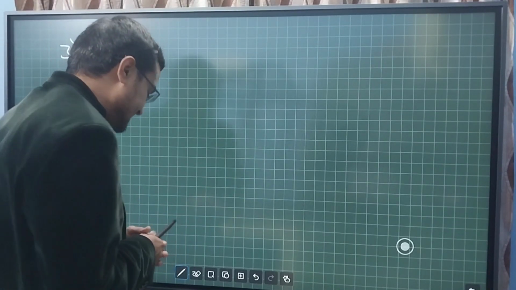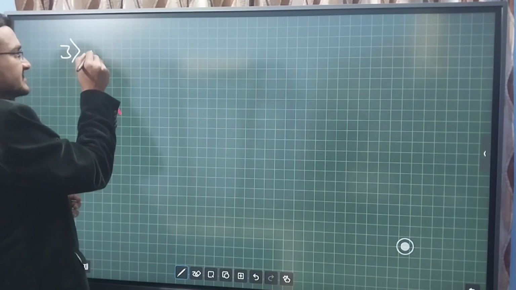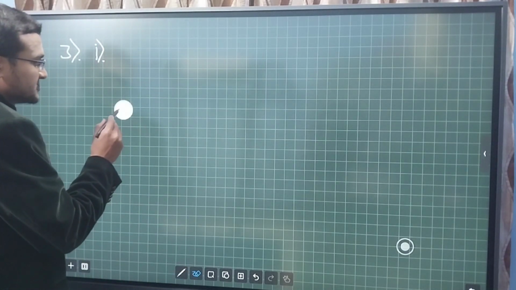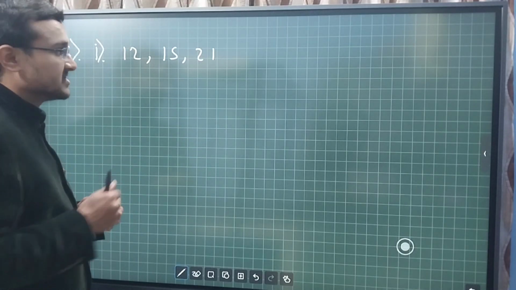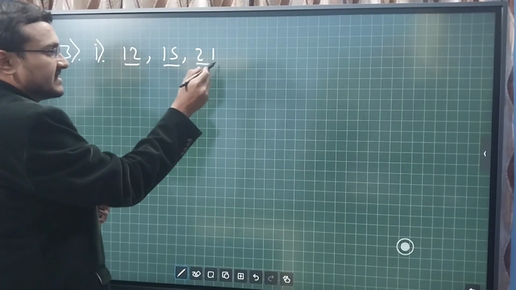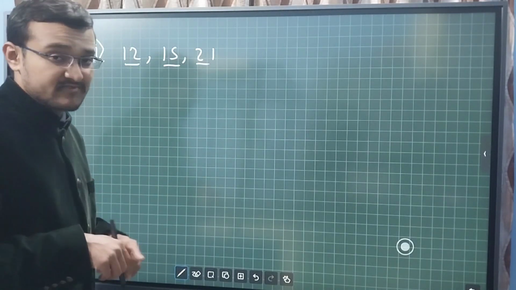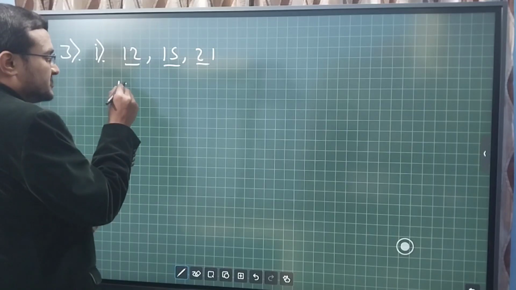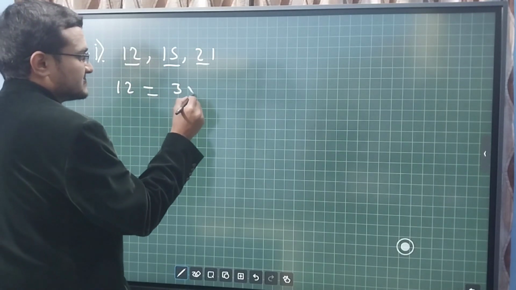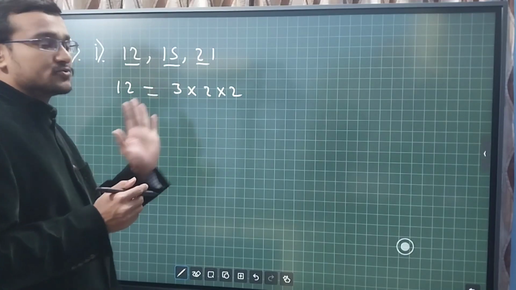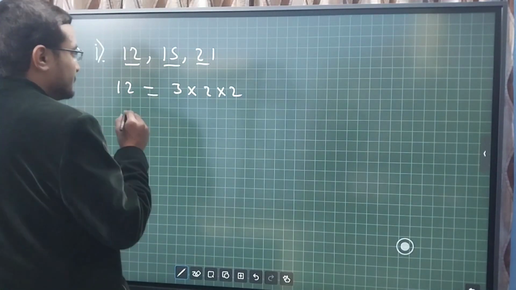Now in the third question, they have given three numbers. Again, you have three questions in this third question. So first we will be moving to the first question. In the first question of the third question, we have three numbers, 12, 15 and 21. Now we have to use the prime factorization method to find the HCF and LCM. Here 12, you can write as 3 into 2 into 2, because 2 into 2 is 4, 3 into 4 will be 12.